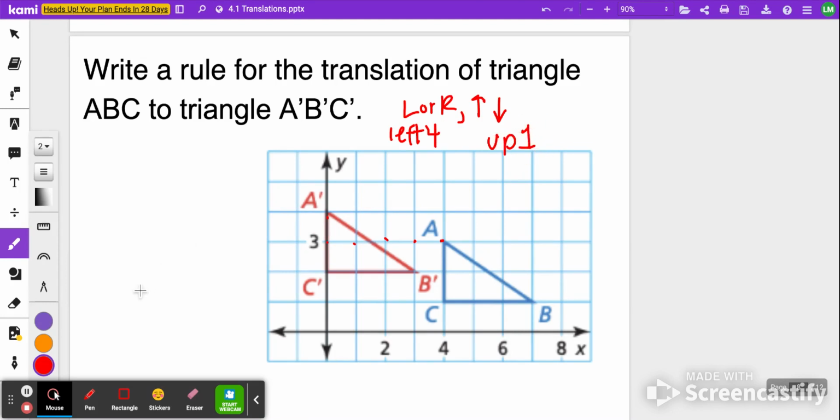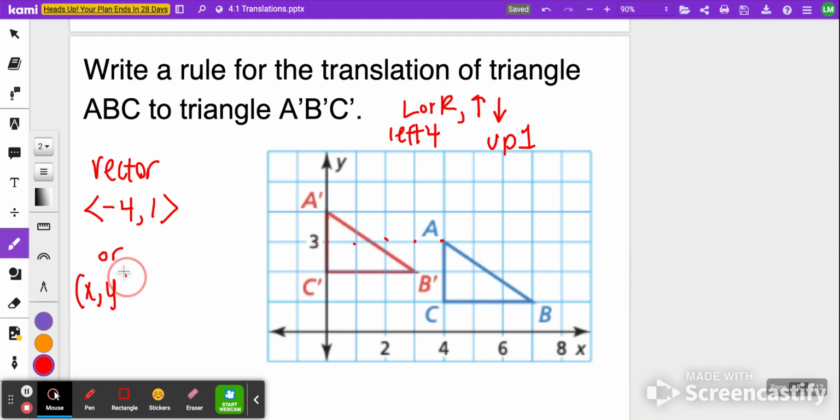So that means you can either write this as a vector. So you would say vector, and you've got your two symbols. I went to the left 4, so that's -4, and then +1 means up. Or you can write the rule like this, and this is what you're actually going to see more of.